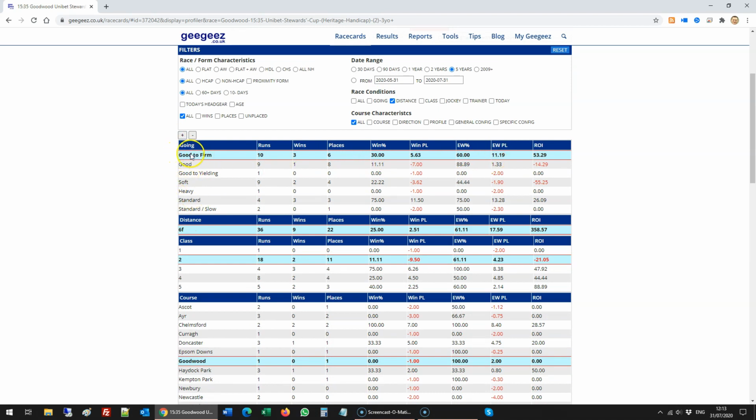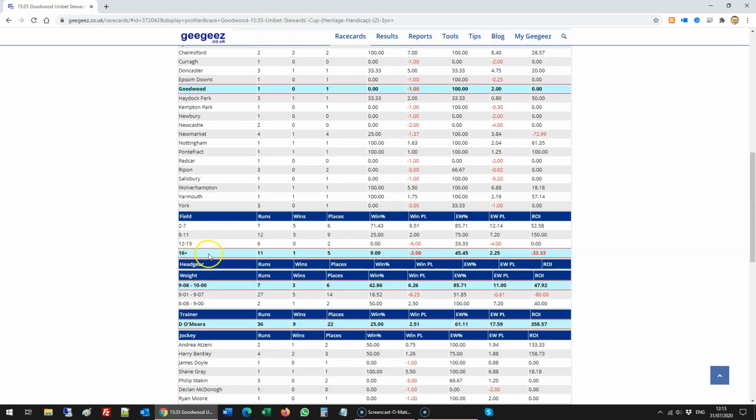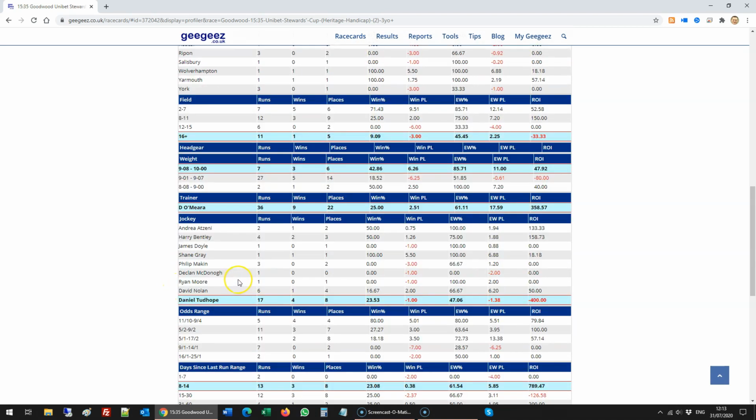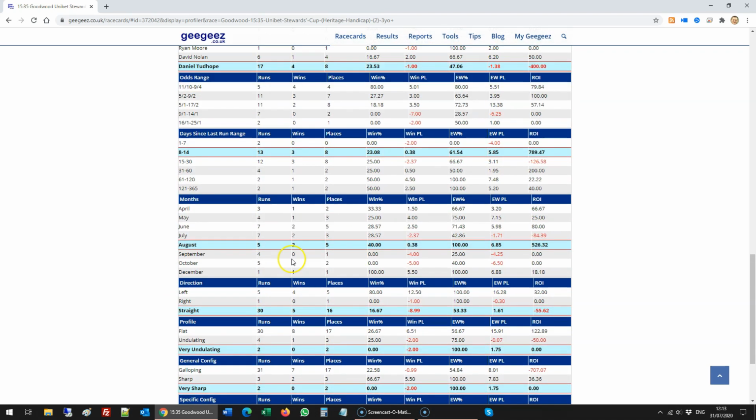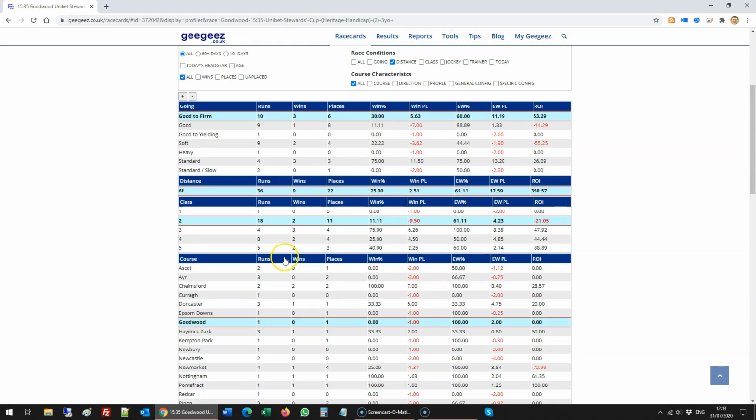So the light blue with the red edging are today's conditions. This is a 16 plus runner field. Summer Hand is carrying between 9 stone 8 and 10 stone, and so on. His performance on very undulating, very sharp tracks, good place record, albeit on a very small sample size. So you get the idea there.